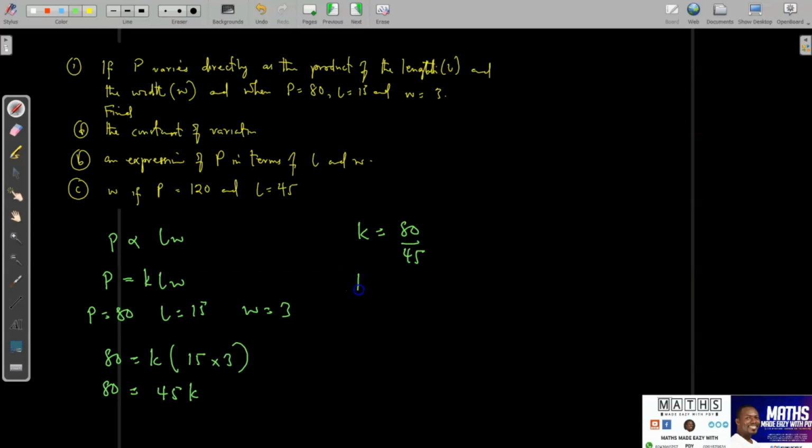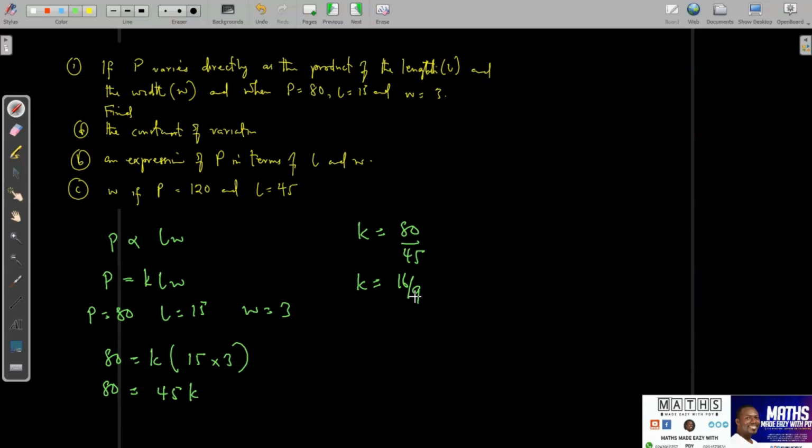Break it down for me. K is what value? 16 on 9. As I always say, either you leave it in a fraction, that's the perfect way. If you change it to decimals and it will give you a non-terminating decimal or recurring decimal, please leave the answer in the fraction form.